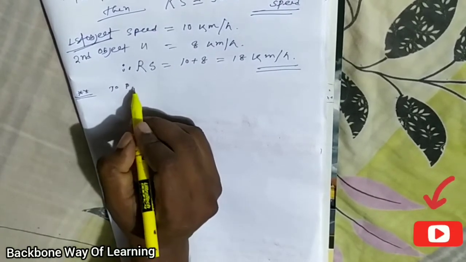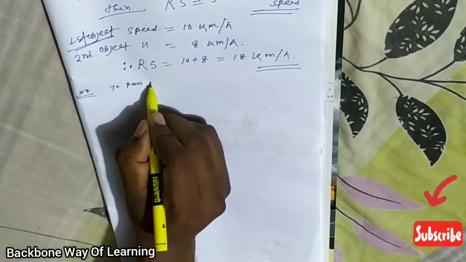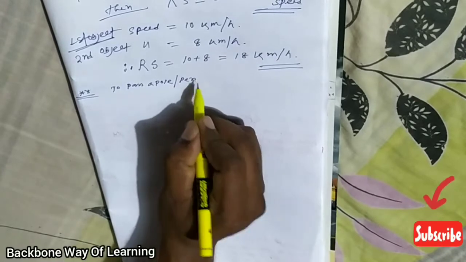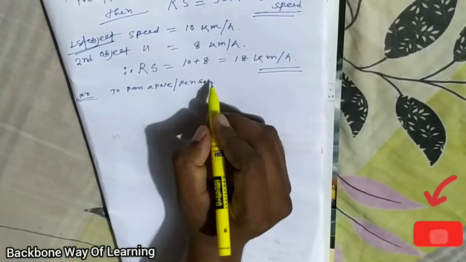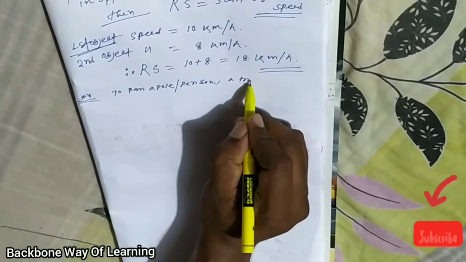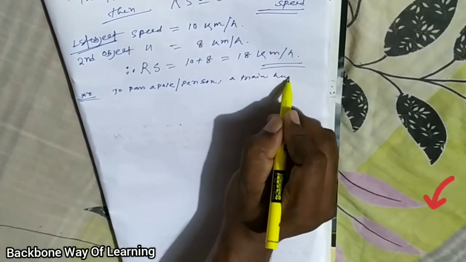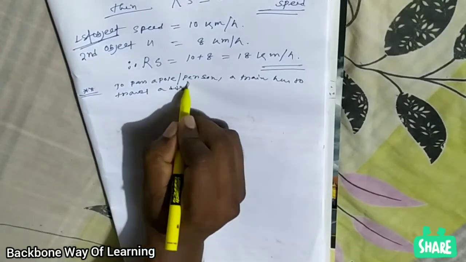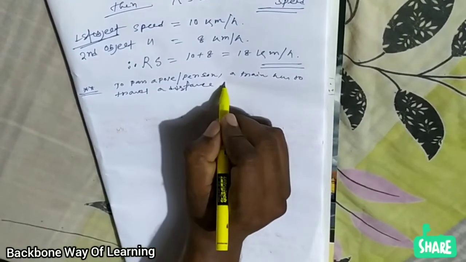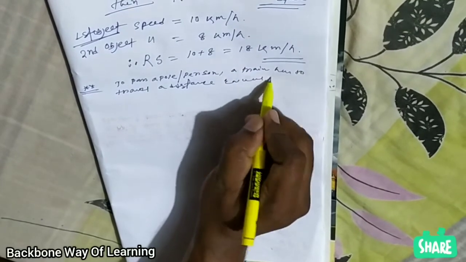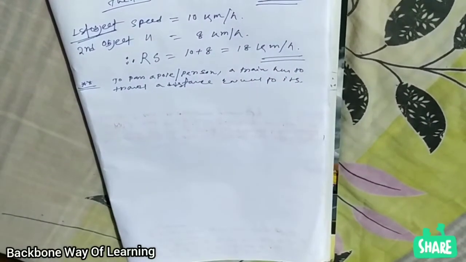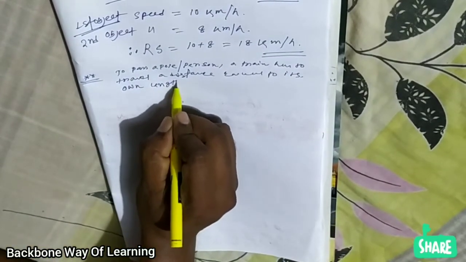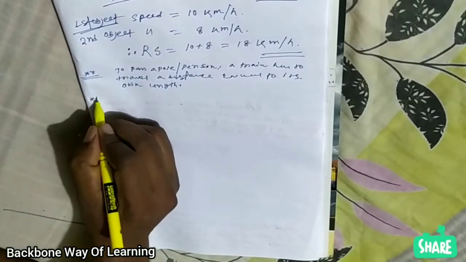Next, some points must be remembered. To pass a pole or person, a train has to travel a distance equal to its own length.